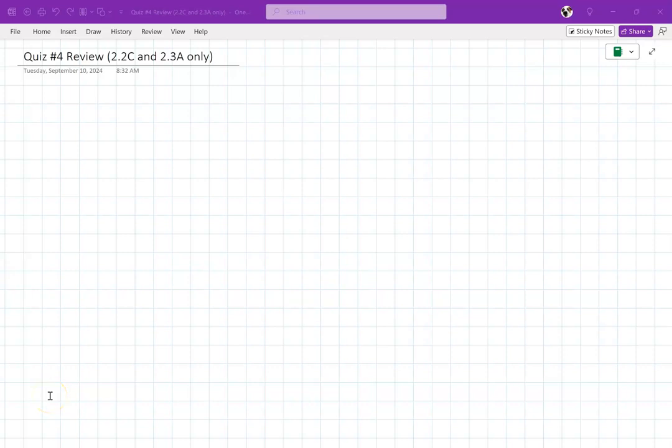All right, so I mentioned this off mic earlier, but quiz number 4 is not going to have 3 sections in it. I know we went over 3 sections, but it's going to have sections 2.2C, 2.3A, but not 2.3B. So you're just doing the solving and graphing of absolute value inequalities, and then finding slopes and finding x and y intercepts. That's all you're doing, okay?